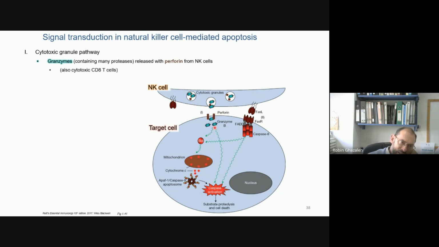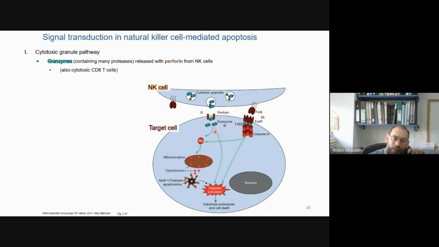And these proteases get into the target cell by way of a special opening which is made in the target cell membrane by a molecule called perforin. As the name suggests, perforin, from perforate, to make a small hole. And perforin is also present in these granules. So the granules release perforin, which opens up a small hole in the membrane, allowing these granzymes then to enter into the cytosol of the target cell.